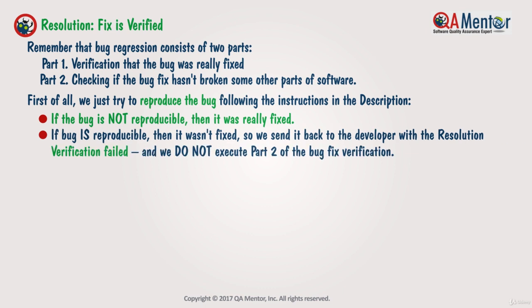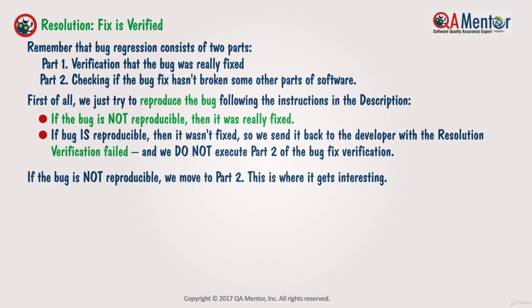If the bug is reproducible, then it wasn't fixed, so we send it back to the developer with the resolution verification failed, and we do not execute Part 2 of the bug fix verification. If the bug is not reproducible, we move to Part 2. This is where it gets interesting.